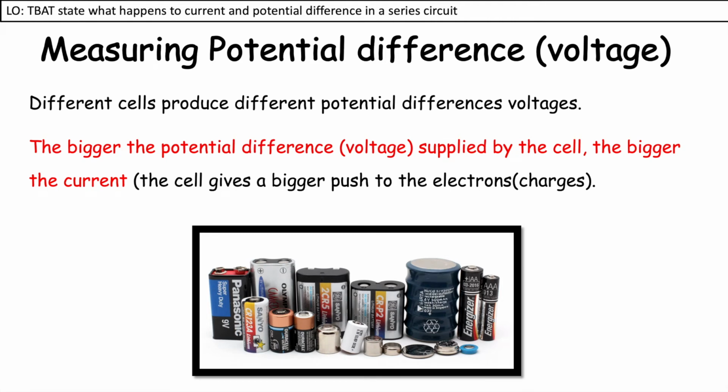So different cells we know produce different potential differences. You can get 1.5 volts, you can get 9 volts, and the bigger the potential difference supplied by the cell, the bigger the current that flows because it pushes the electrons around faster.